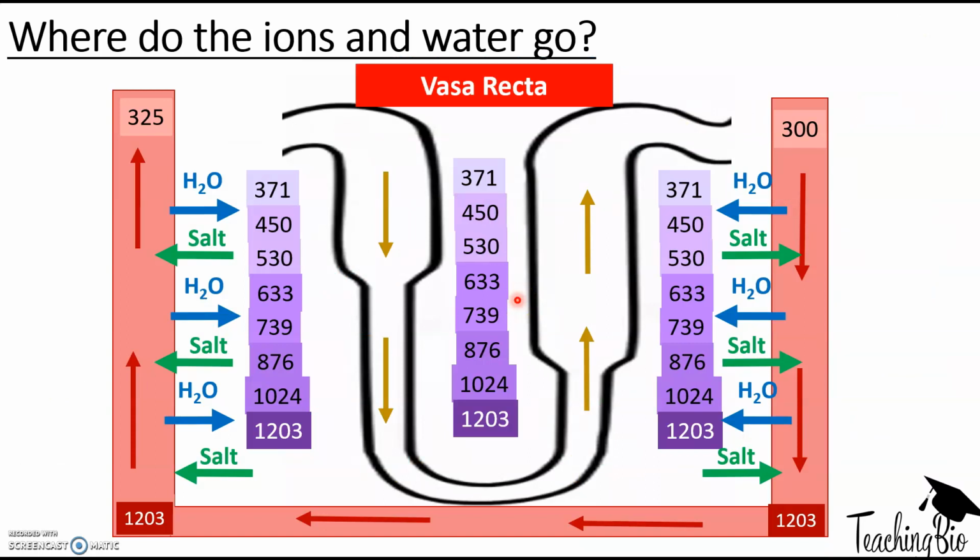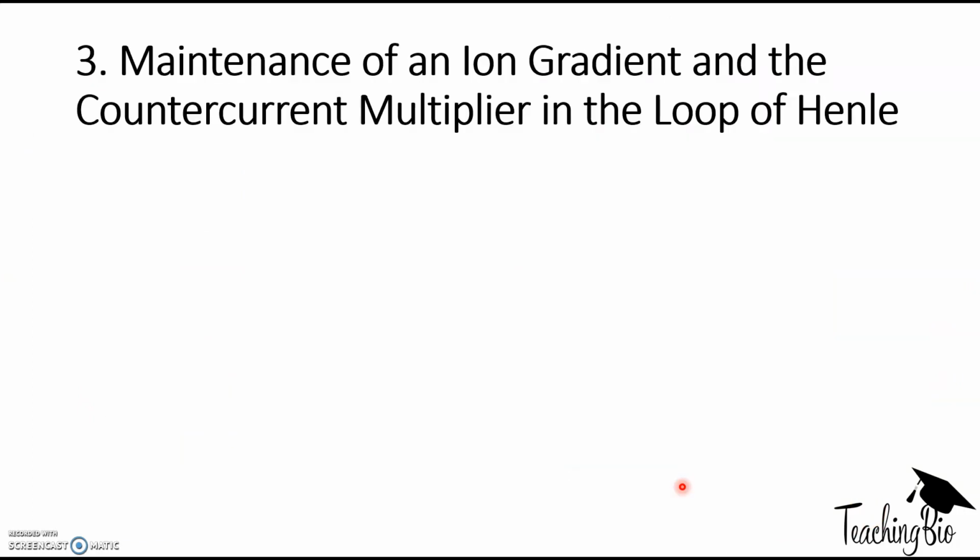So where do these water ions go though? We keep saying that the water is pumping out and moving in and doing all of that stuff. Well, the water is being pumped out into the vasa recta. So you don't have to get worried about this, but this is just what it's called. It just gets moved down to there, and so does the salt.